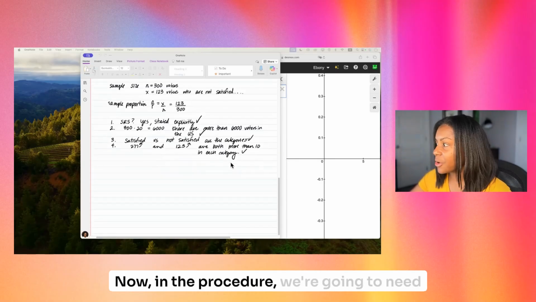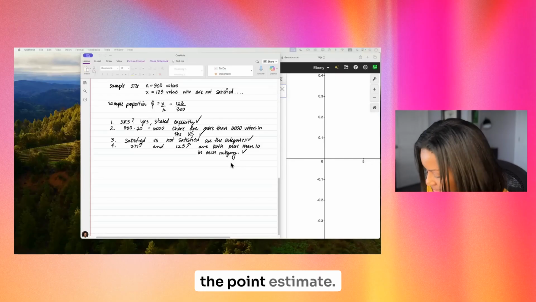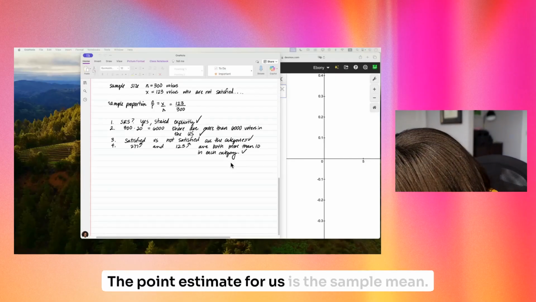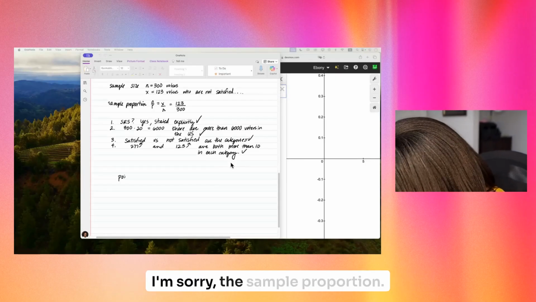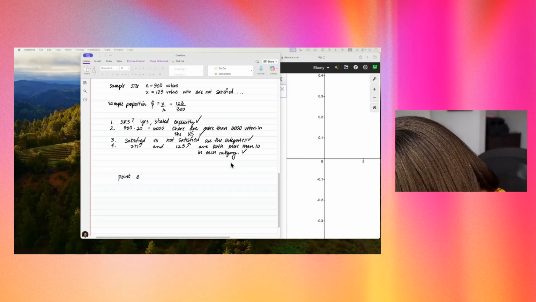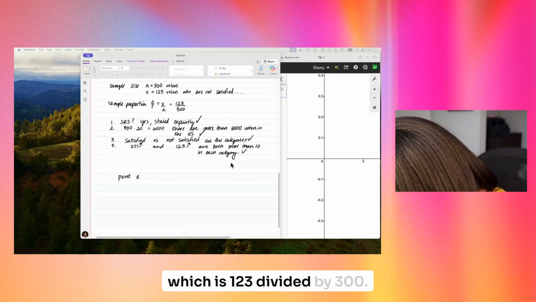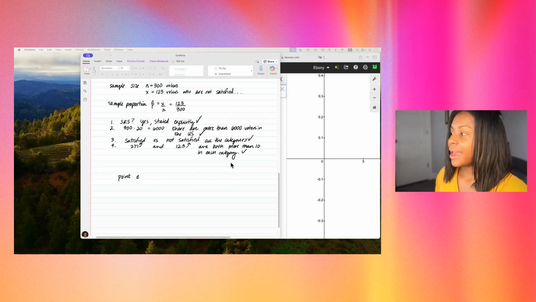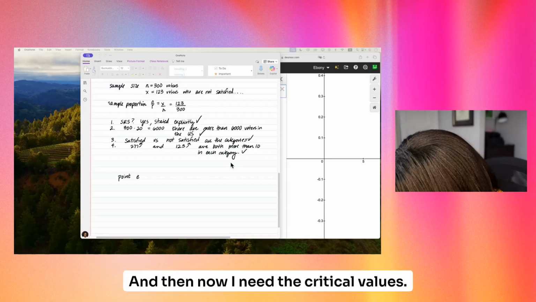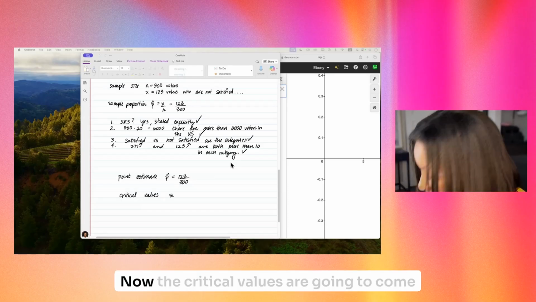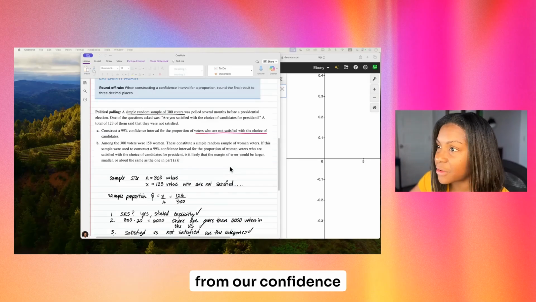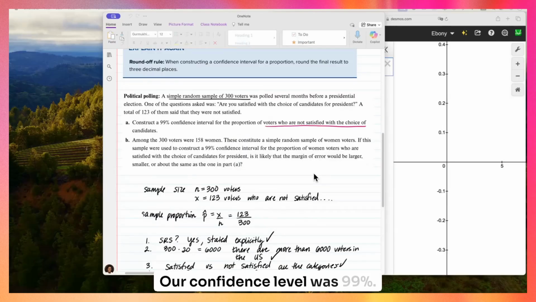Now, in the procedure, we're going to need the point estimate. The point estimate for us is the sample proportion, which is 123 divided by 300. And then now I need the critical value. Now, the critical value is going to come from our confidence level. Our confidence level was 99%. You see it right here.